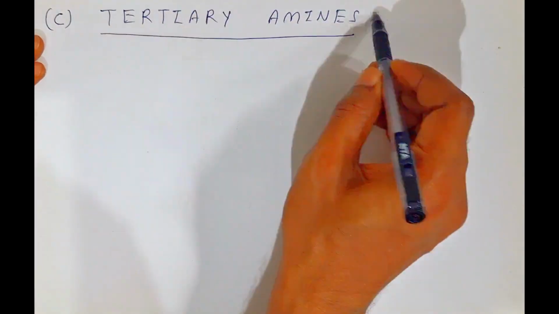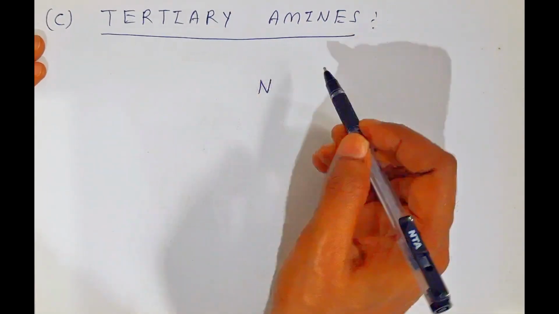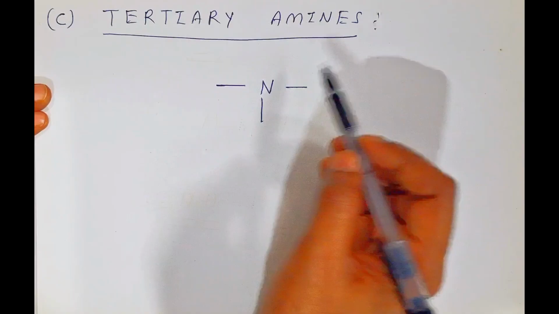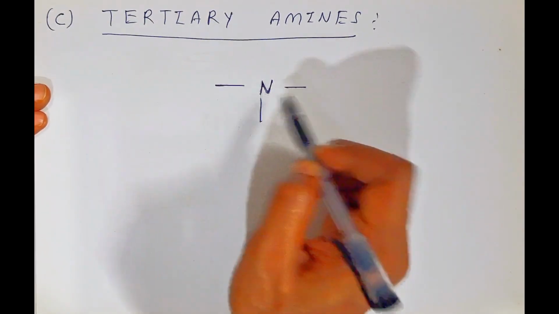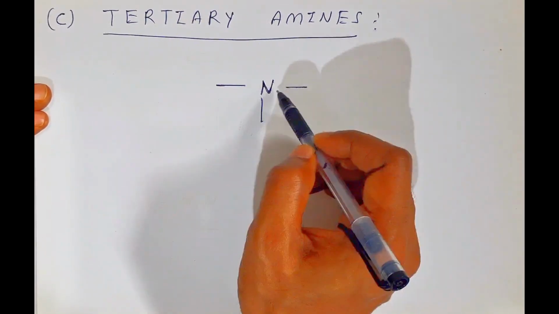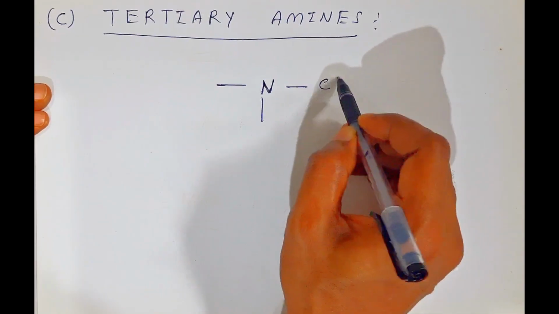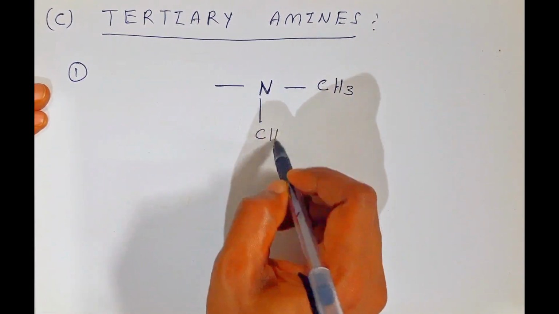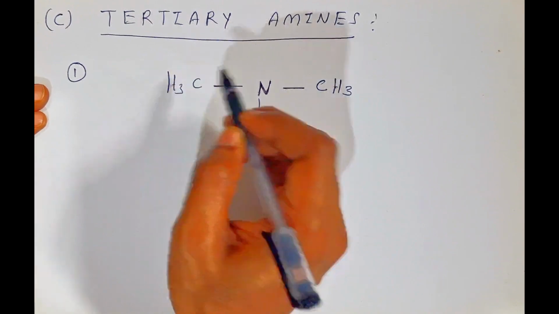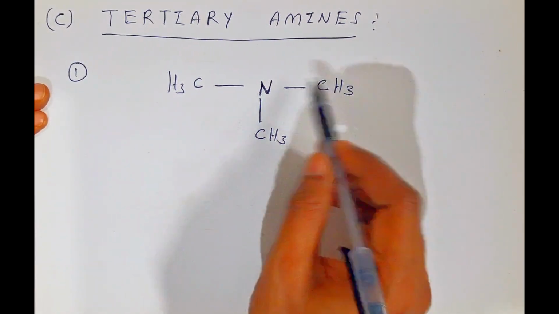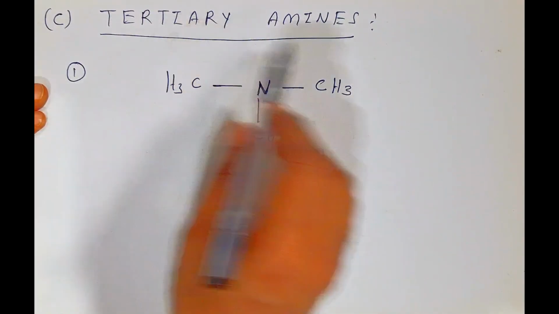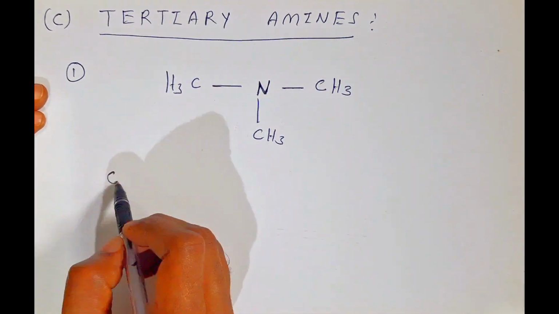How are you going to name the tertiary amine? Students, when all the hydrogens of ammonia are replaced by alkyl groups, we call it a tertiary amine. Now this nitrogen does not have any hydrogen. Okay, students, so all the hydrogens of this ammonia are replaced. Suppose, for the first example, I am taking methyl. All the hydrogens of ammonia are replaced by methyl groups, and this type of amine we call a tertiary amine. Understood, students?